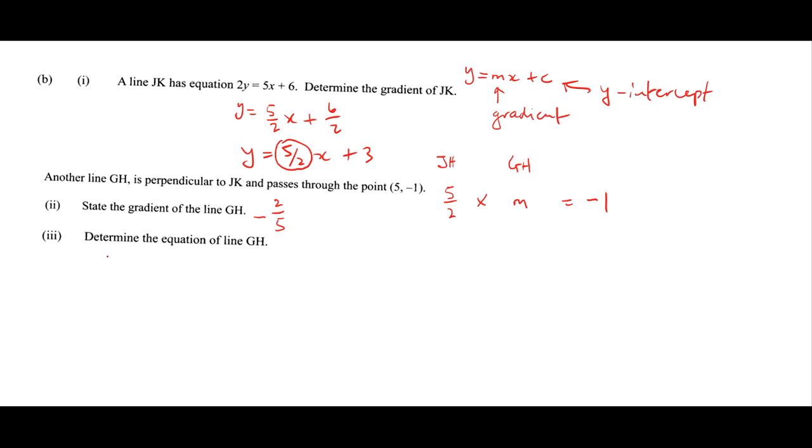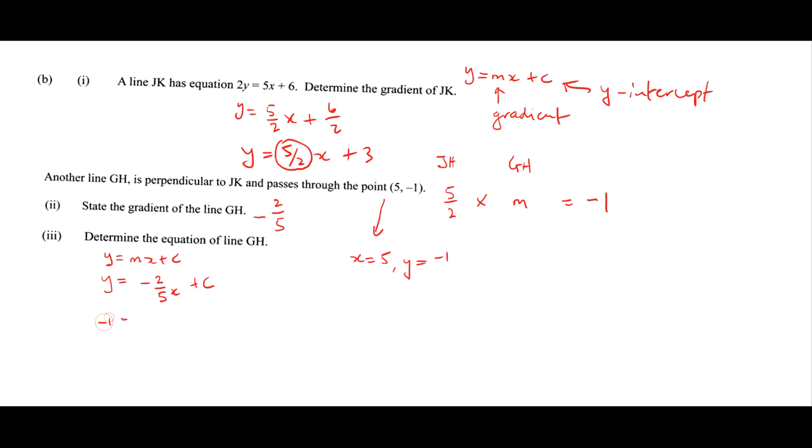Now every line can be written in the form y equal mx plus c. Right? So we can write y is equal to m, which is the gradient of GH, which is minus 2 over 5, x plus c. And c is a constant that we don't know as yet, but we know that the line passes through the point (5, -1). So what that is saying is that when x is equal to 5, y is equal to minus 1. Right? So we're going to put that into our equation.